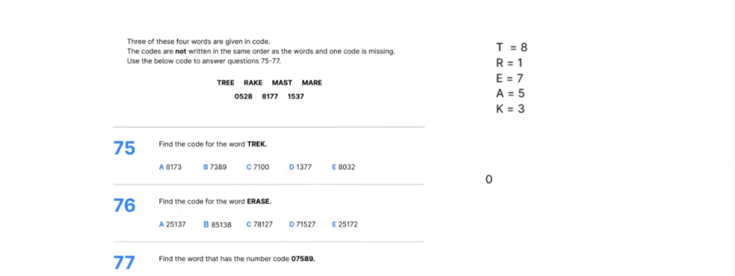This 0528, you know that is equal to mast. Correct? So M equals what? M equals 0. And then we know that A is 5. What does S equal? 2. And we know that T equals 8 already. So you see how using that, we've already made a key for ourselves. And now using this key, we can work out these questions. Understand?